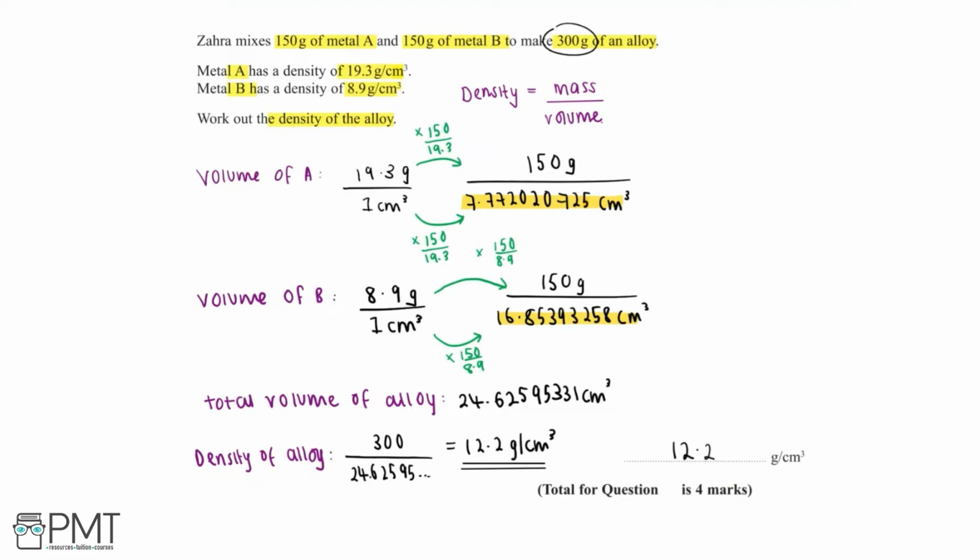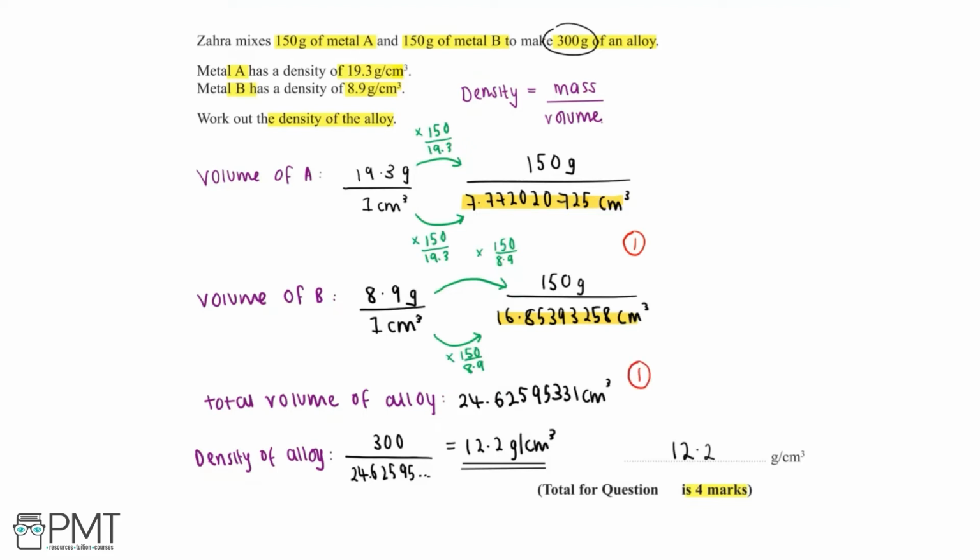Now this question is worth 4 marks, so let's take a look at where these marks are allocated. We get 1 mark for a process to find the volume of A, and then to find the volume of B. We get the second mark for a process to find the total volume of the alloy by adding the volume of A and the volume of B together.